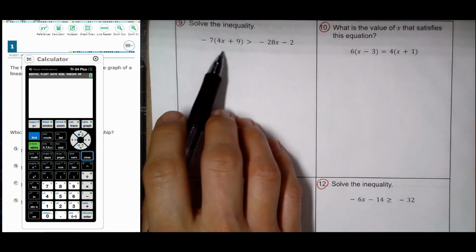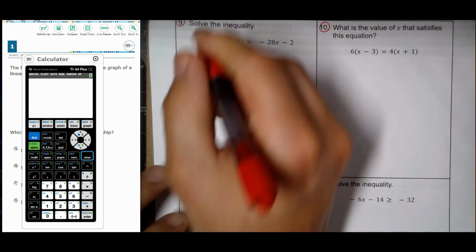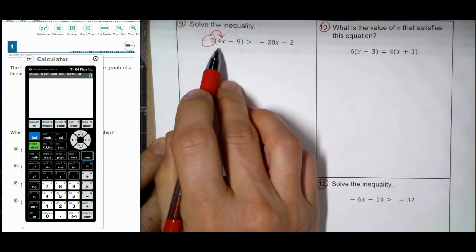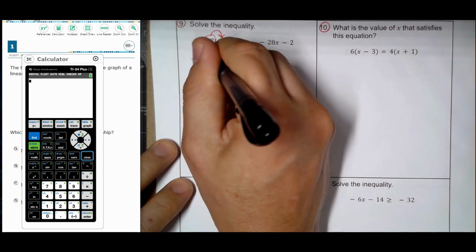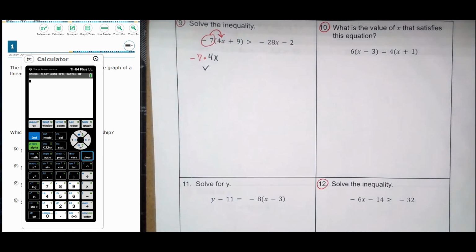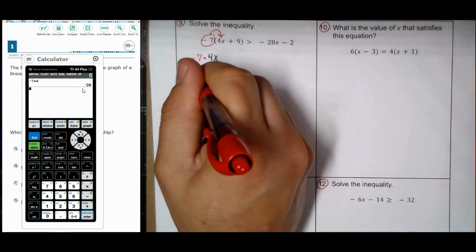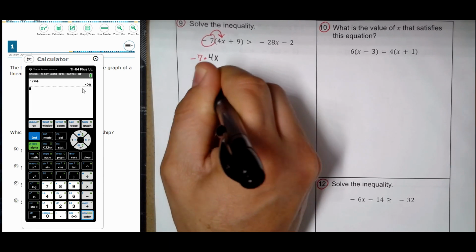All right, on number 9, notice this is another inequality, and we have some distributive property going on here. So we're going to treat it just like an equation. I'm going to take what's outside, and I'm going to distribute it to the inside of the parentheses. In other words, I have negative 7 times 4x. And when I go to my calculator, and I do negative 7 times my coefficient of 4, I'm going to go ahead and write negative 28x.